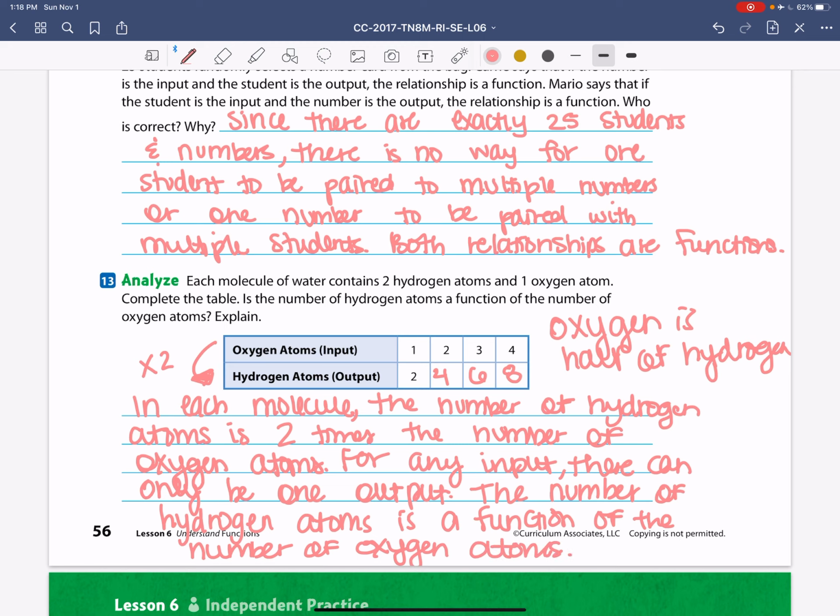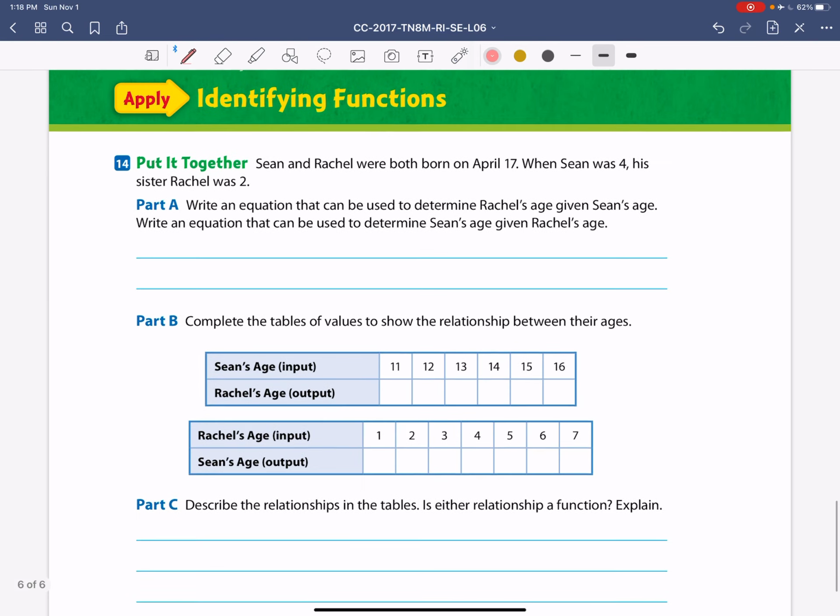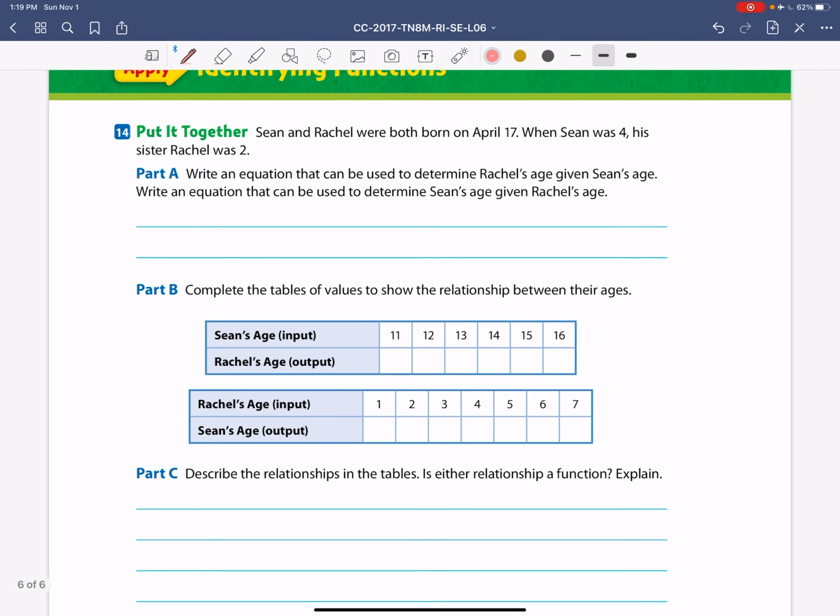Okay, and we'll go ahead and move on to our final page for this lesson. Number 14, put it together. Sean and Rachel are both born on April 17th. When Sean was 4, his sister Rachel was 2. Write an equation that can be used to determine Rachel's age given Sean's age. Write an equation that can be used to determine Sean's age given Rachel's age.